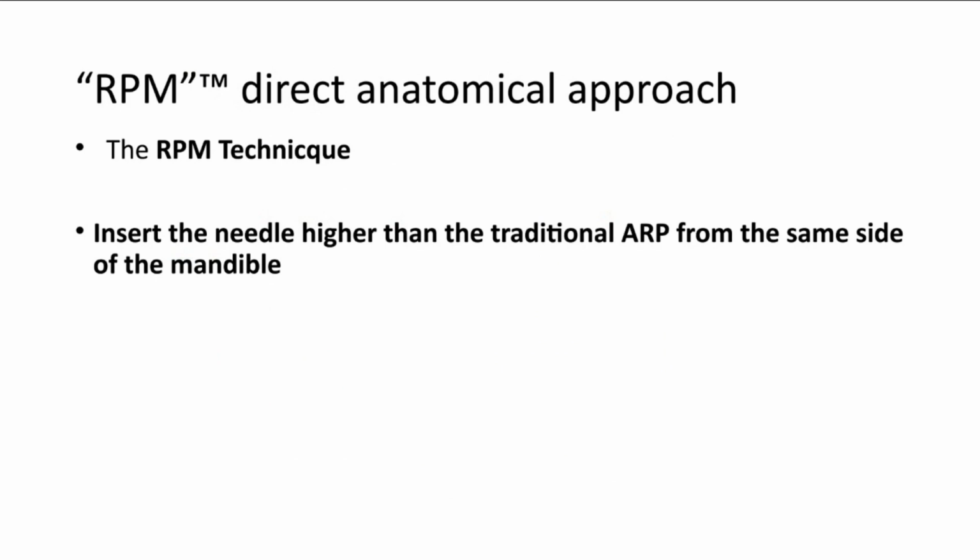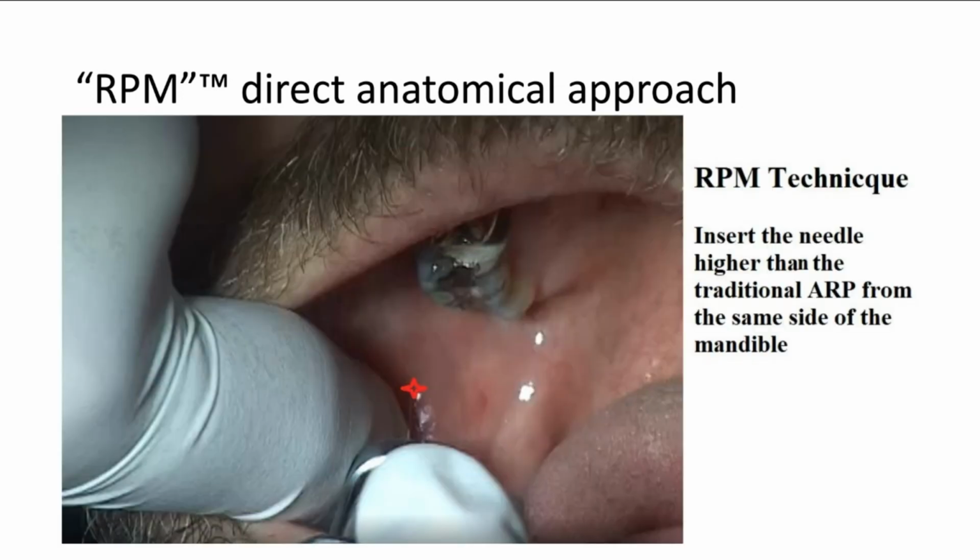RMP is also known as direct anatomical approach. If you watch the videos for Dr. Morris' lecture, he and somebody else, I don't remember the other dentist, they did some modification and they came up with this RPM technique or direct anatomical approach. In this case, they do the same as ARP, but they go a little bit higher than that. So remember the ARP, you go from the same side. It's not cross arch. The ARP is not cross arch. It's not the Halstead. It's not the traditional. You go from the same side, not the opposite.